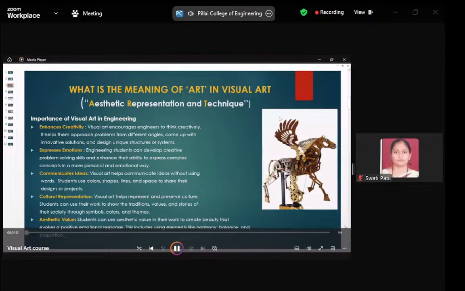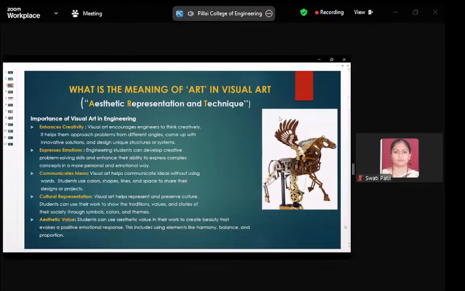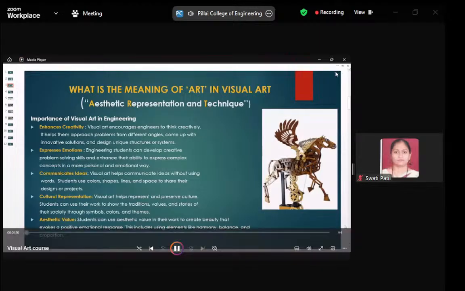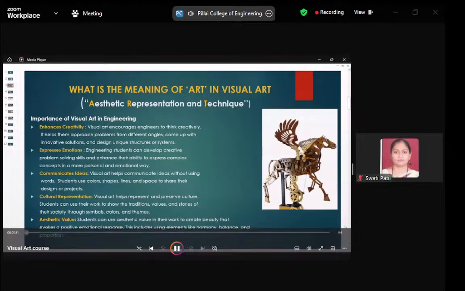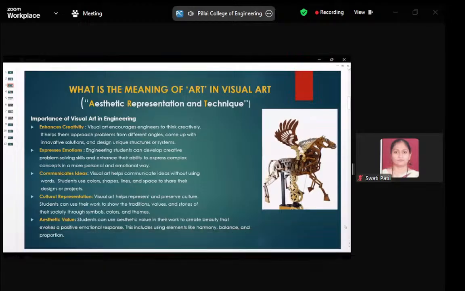Importance of visual art in engineering: it enhances creativity. Visual art encourages engineers to think creatively. It helps them approach problems from different angles, come up with innovative solutions, and design unique structures or systems. It also expresses emotions.